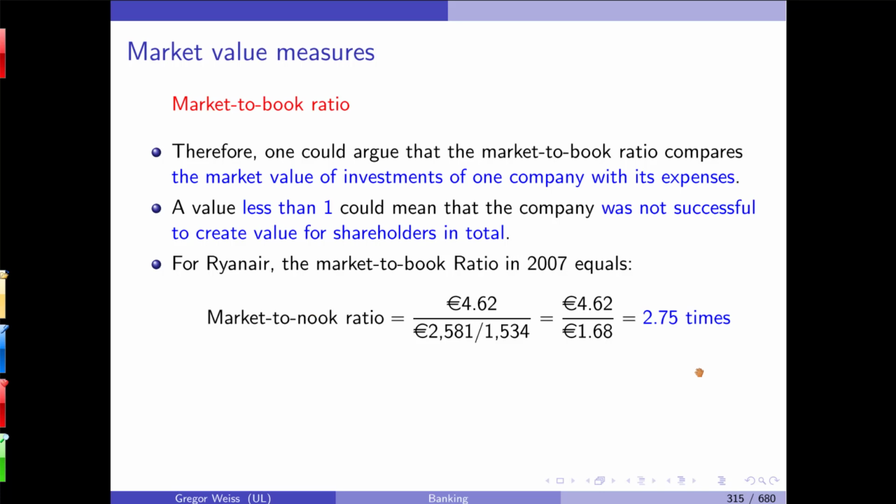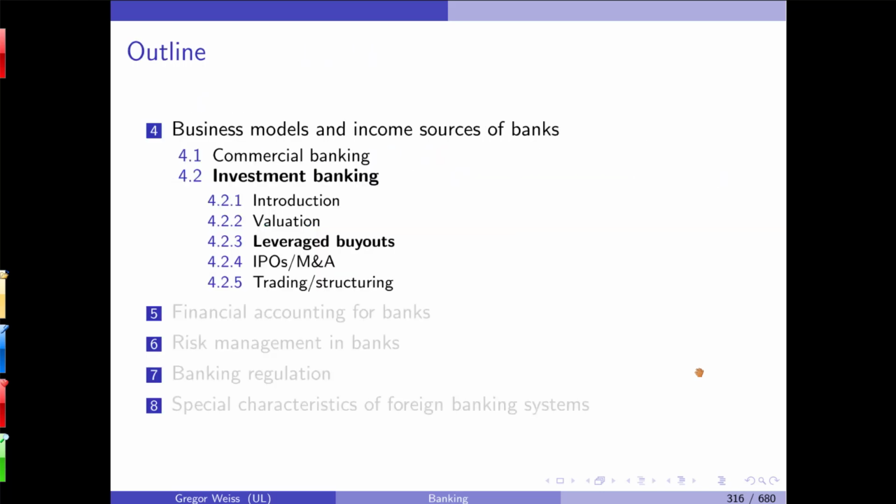A value less than 1 could mean that the company was not successful in creating shareholder value, because if book equity is 1 billion, and market capitalization, market value is $500 million, then it has actually destroyed value. So this is how you can use the book to market ratio.